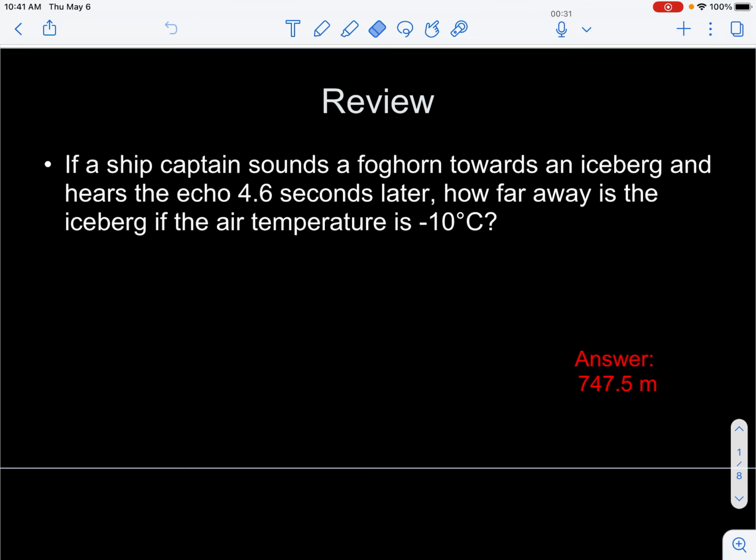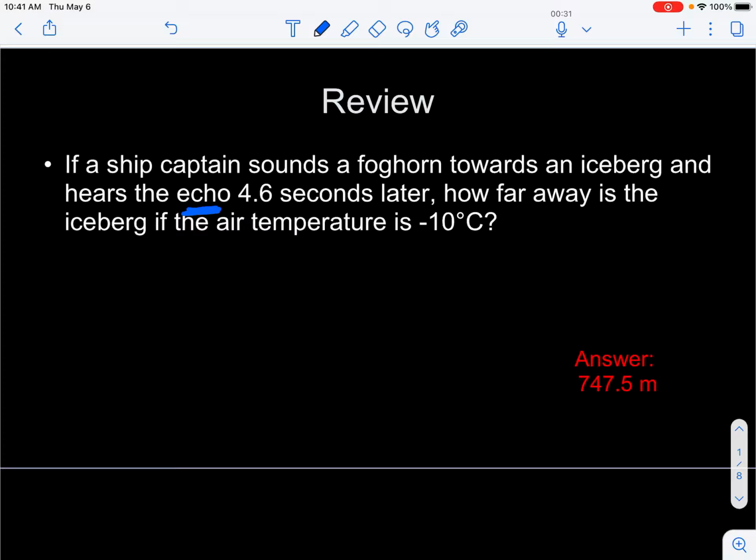Okay, so what we are going to do today is behavior of sound waves. But before we get into that, I just wanted to do a quick little review with you. So this is the stuff that we did the other day. If a ship captain sounds a foghorn towards an iceberg and hears the echo 4.6 seconds later, how far away is the iceberg if the air temperature is negative 10 degrees Celsius?